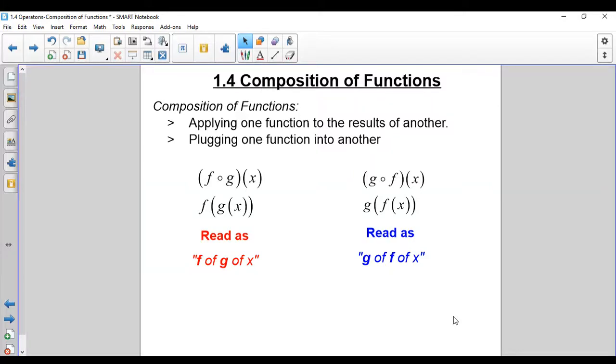All right, we're looking at composition of functions. What that means is we're applying one function to the results of another. In other words, we're plugging one function into another one. All right, these are some notations you're going to see.